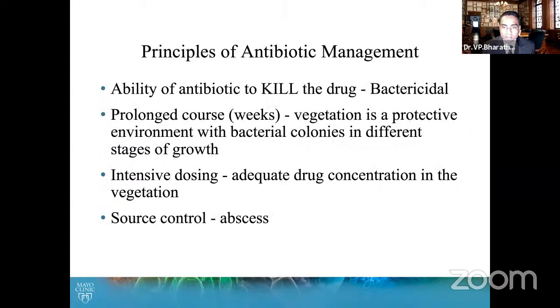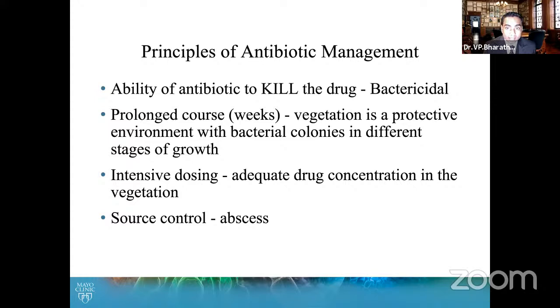Okay, so we have talked about the etiology and we have talked about the diagnostic framework: blood cultures, echocardiogram, PET CT. The next is the antibiotic management. Since the audience is cardiologists, I'm not going to dwell on the individual antibiotic regimens. But the principles are, we want the antibiotic drug to kill the bug. We want a bactericidal drug, not a bacteriostatic one. We want the drug to penetrate into the vegetation, so the drug concentration needs to be high to achieve that goal.